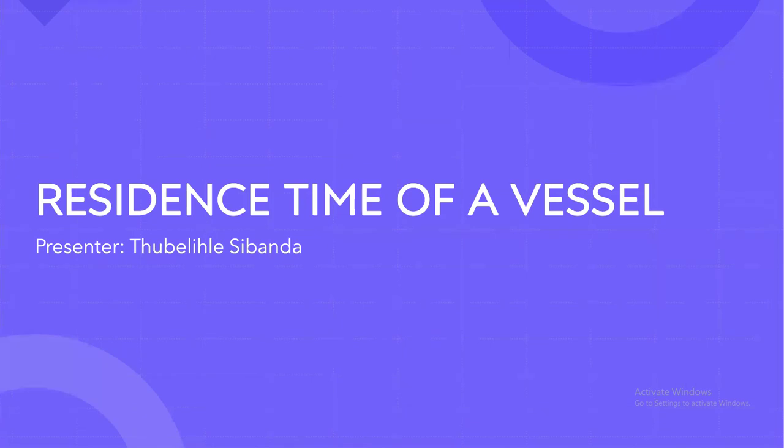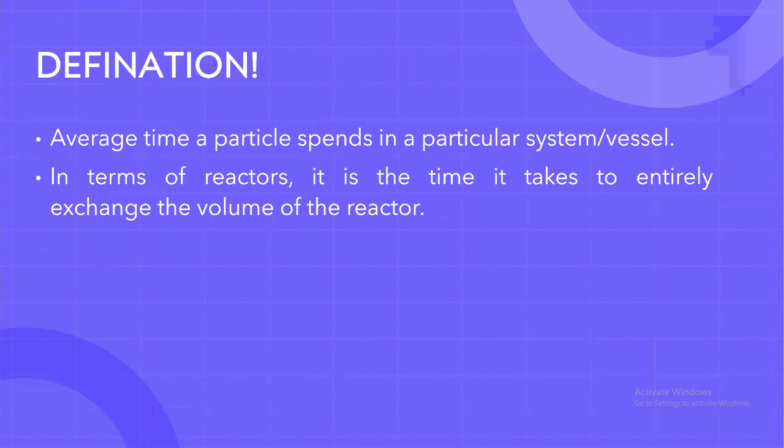I'm going to be doing a presentation on residence time of a vessel. Okay, what's residence time? It is the average time a particle spends in a particular system or a vessel. So in terms of reactors, it is the time it takes to enter and exchange the volume of the reactor. So this vessel can be a reactor, or maybe sometimes a distillation column, or any vessel, so to speak. It might be a tank filled with water or a JoJo tank.